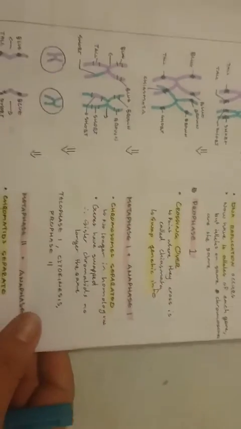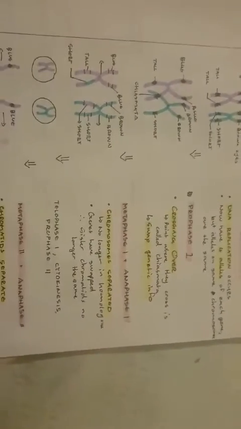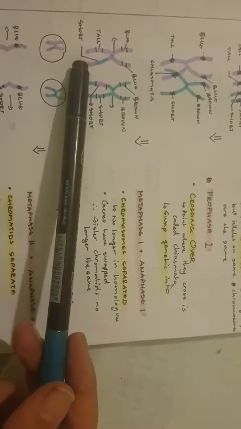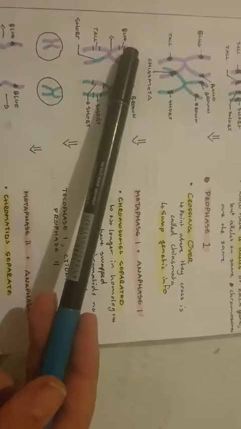So that's what happens in prophase 1, and where it crosses over, they actually swap the genetic material that's there. Okay. So during metaphase and anaphase 1, what happened is that the chromosomes are separated, but you can now see that they actually have different information. So this one is blue, tall, but now also short, whereas this one is brown, short, but now also tall.